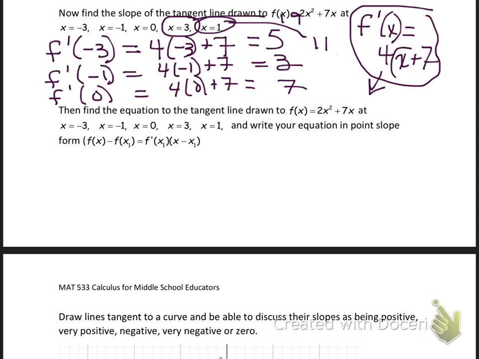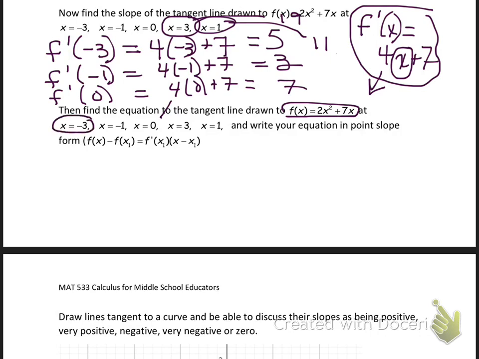And so it's dependent on which x you choose. So that's the big takeaway from this problem. Okay, so now we have the slope. Can you find the equation of the tangent line drawn to this function at these various values? So let's just use a couple of them.